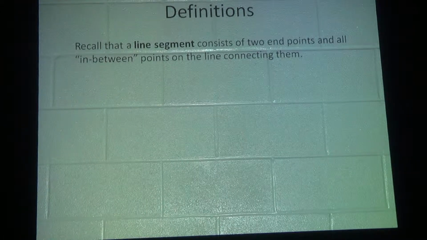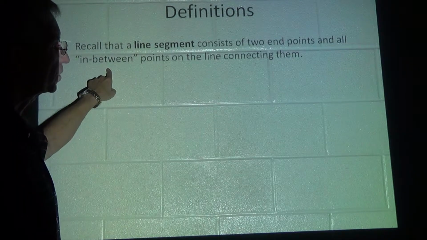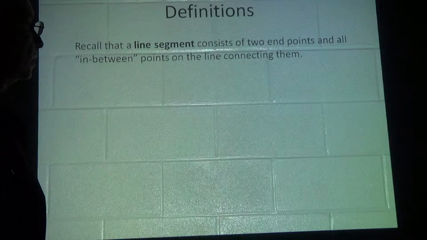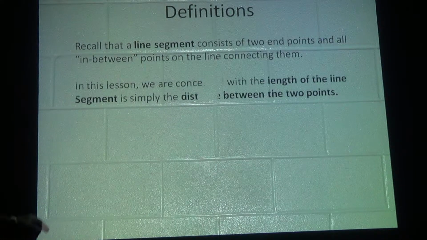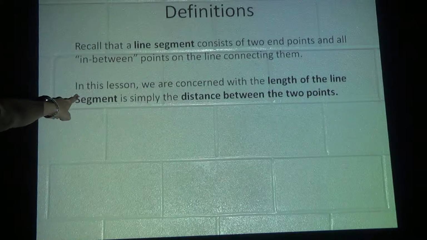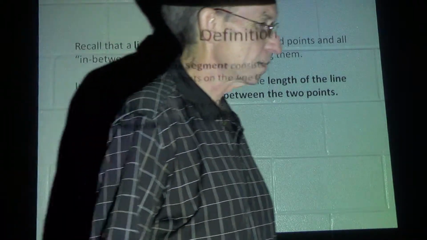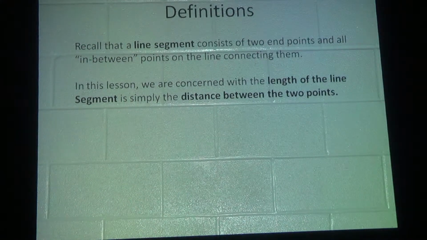First thing we're going to do is start with some definitions. You need to recall that a line segment consists of two endpoints and all the in-between points on the line connecting them. Next, in this lesson we're going to be concerned with the length of the line segment, and that is simply the distance between the two endpoints.